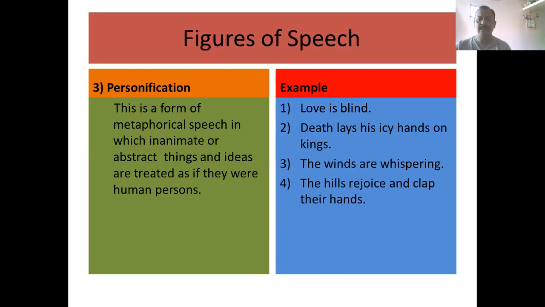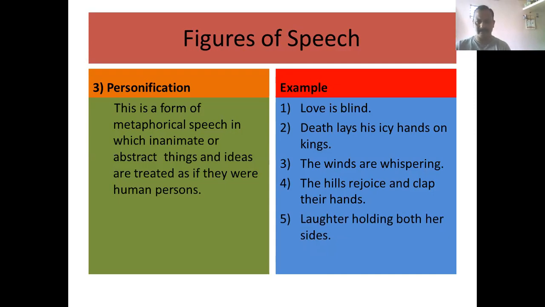Then the next, the hills rejoice and clap their hands. Here hills rejoice. Hills are given the human quality of rejoicing and clapping their hands. Hills are imagined as having hands and they are clapping like man. So here also the human quality of rejoicing and clapping is given to the hills. It is called personification.